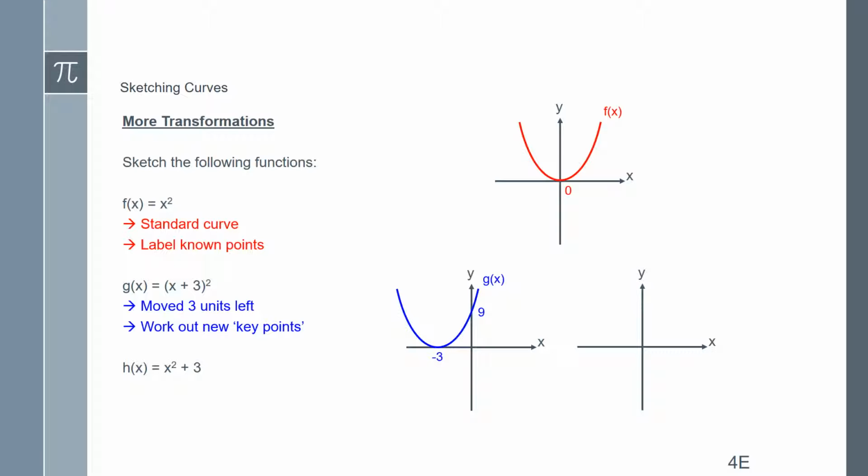h of x, x squared plus 3, moves it 3 units up. Again, label the places, 3, that's the only significant point there, that's h of x.